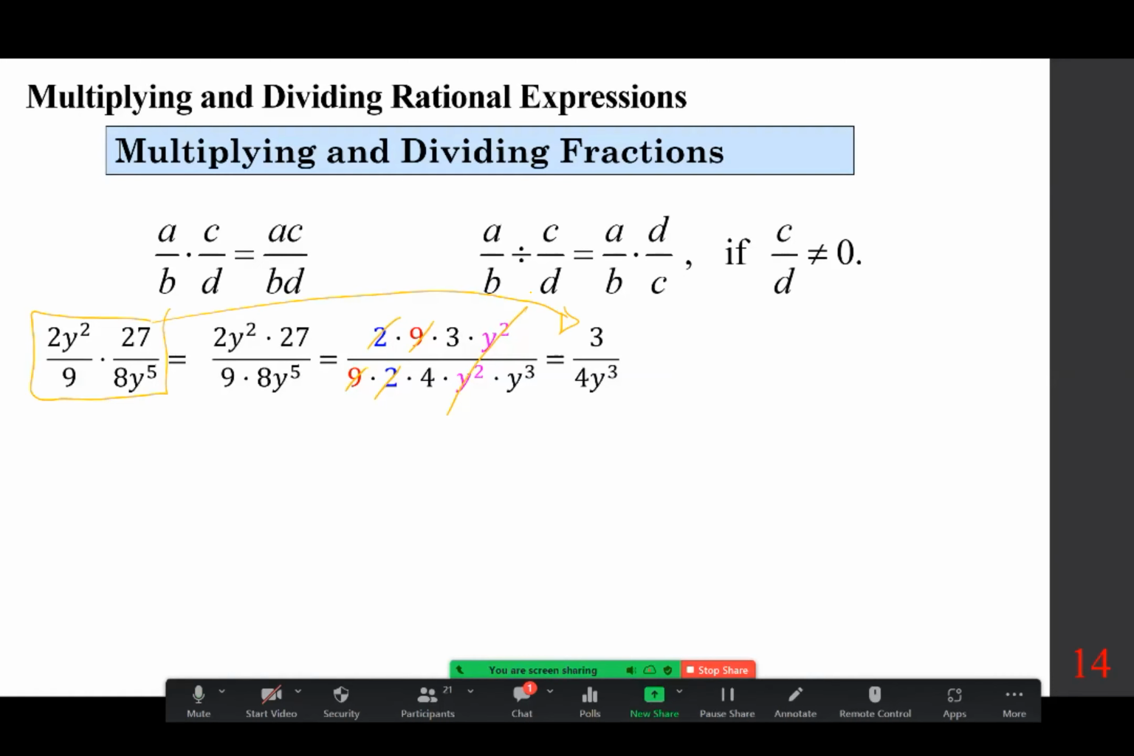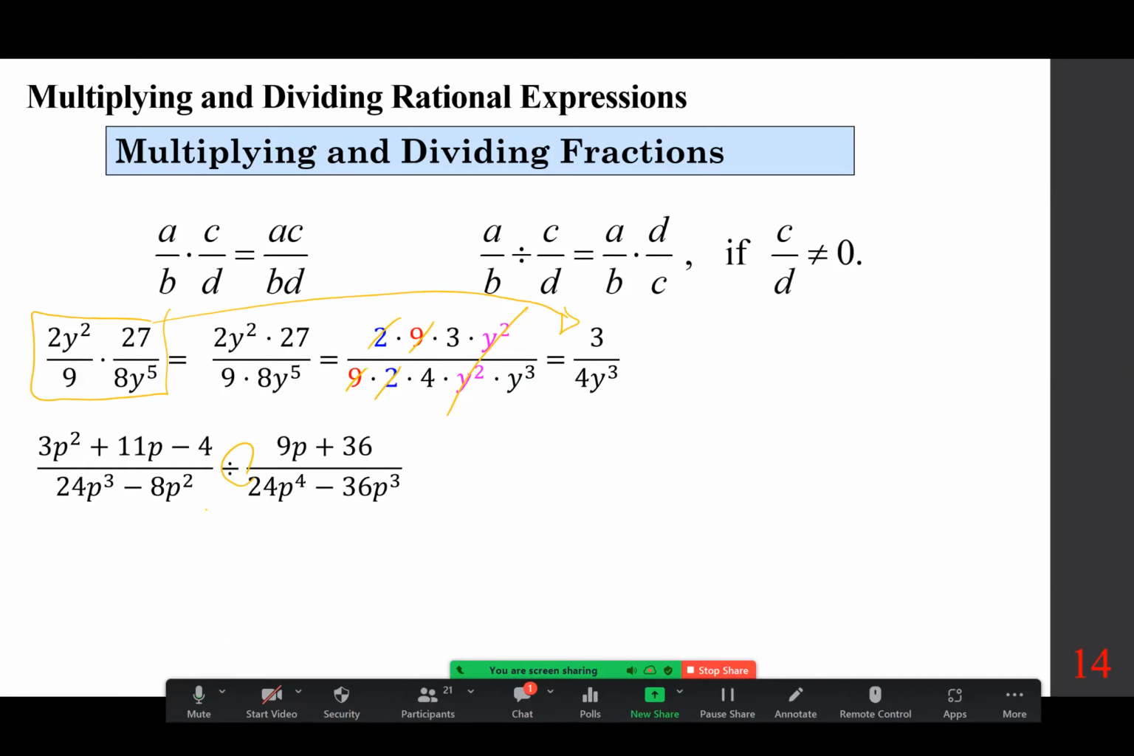How about division? The very first thing is to change this to a multiplication by flipping it over, and factoring everything. Again, I'm not going to dwell on factoring too much. You can see that later on, but the factored form of each expression is a must. And again, this is a prime number, so it's not too bad. You can always do the trial and error, and that's p plus 4 times 3p minus 1. But the rest of them, you just take a common factor, okay?